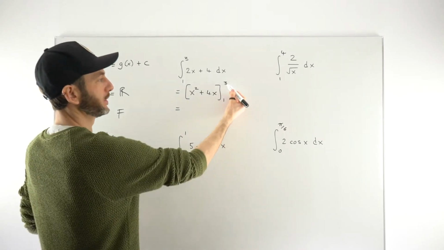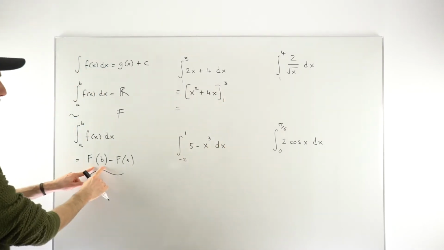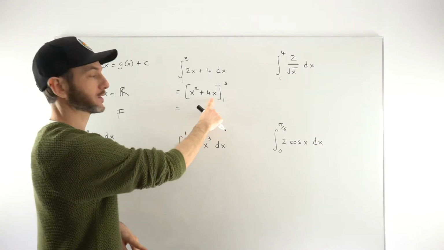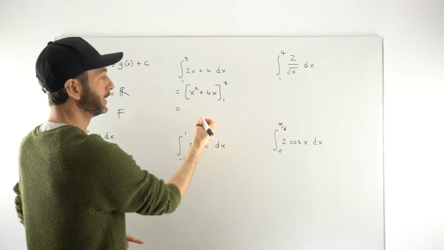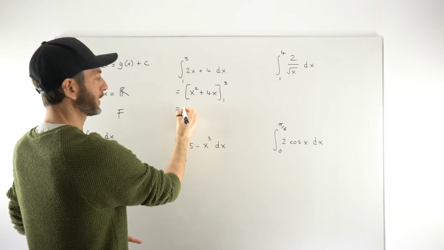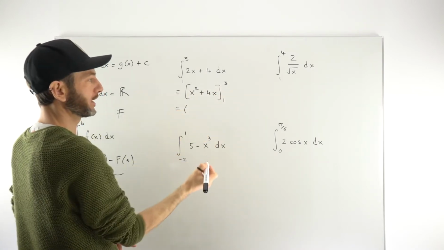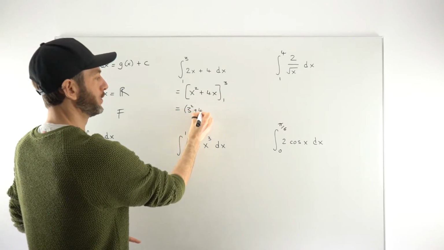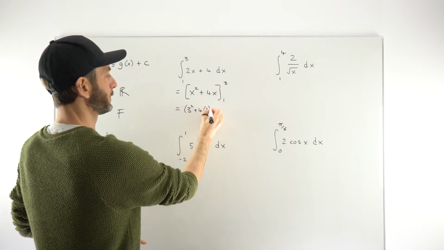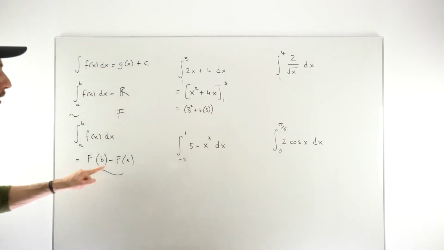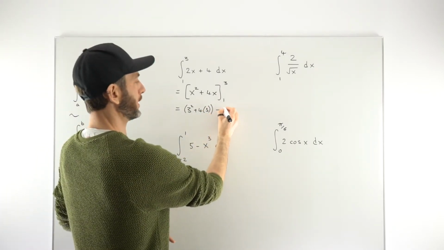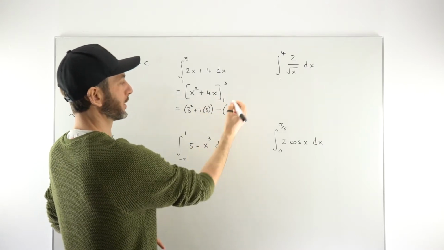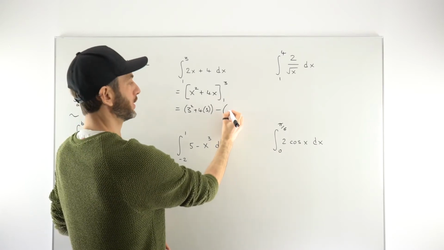What we then do is sub in the upper limit. So this is now evaluating the f of b part. This is our uppercase F, our antiderivative. We're going to sub in the 3. Usually it's good practice to use a bracket for this. So we're going to put a 3 in here. So 3 squared plus 4 times 3. That's like our f of b part. We're going to subtract from that our f of a part. So it's going to be 1 squared, which is just 1, plus 4 times 1, which is just 4. So 1 plus 4 is 5.